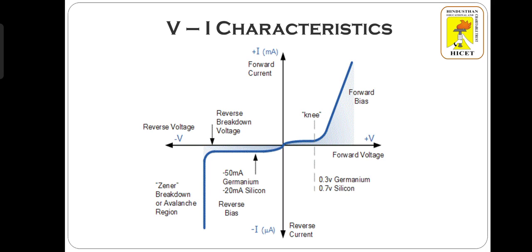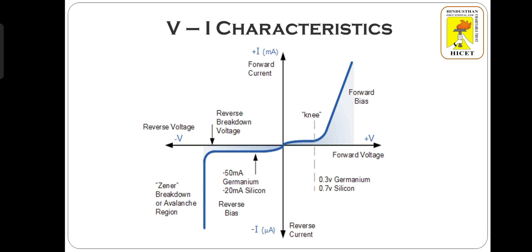So this is the VI characteristics of the PN junction diode. During forward bias, at the initial range of voltage, there will be no flow of current. When the voltage is sufficiently high, that is after the knee point, the current starts increasing, that is, the device starts conducting, and it will allow the flow of current through the diode. If the voltage is increased, the current will also increase.